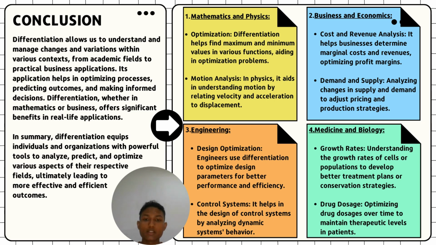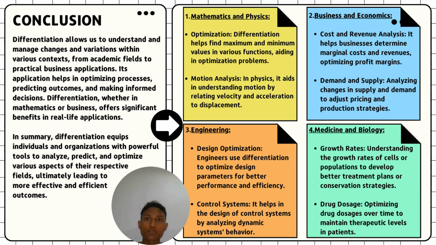So the third benefit is in engineering, since differentiation contributes to design optimization. For example, engineers use differentiation to optimize design parameters for better performance and efficiency. So in control systems, differentiation helps in the design of control systems by analyzing dynamics.